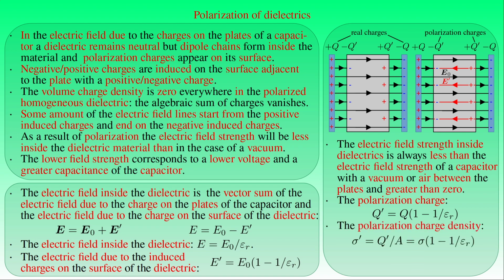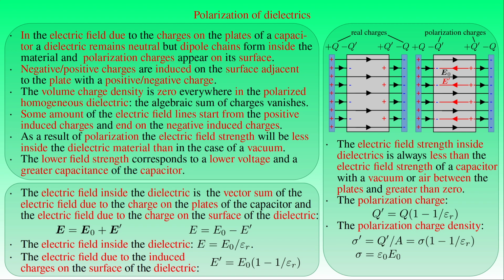If sigma is the surface charge density of the real charge Q over the plates of the capacitor with the area A, then the polarization surface charge density sigma prime of the polarization charge Q' is simply equal to sigma times 1 minus 1 over epsilon r. When we studied charged conducting surfaces, we found that the electric surface charge density sigma of two uniformly charged parallel infinite conducting planes is equal to the product of the vacuum permittivity epsilon naught and the magnitude of the electric field E naught due to the surface charge distributed over the planes.